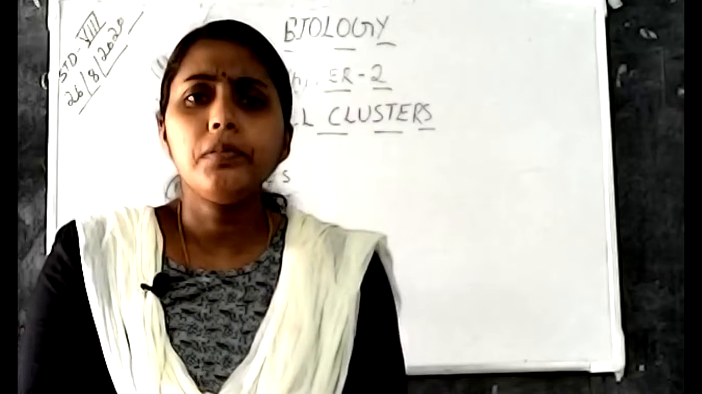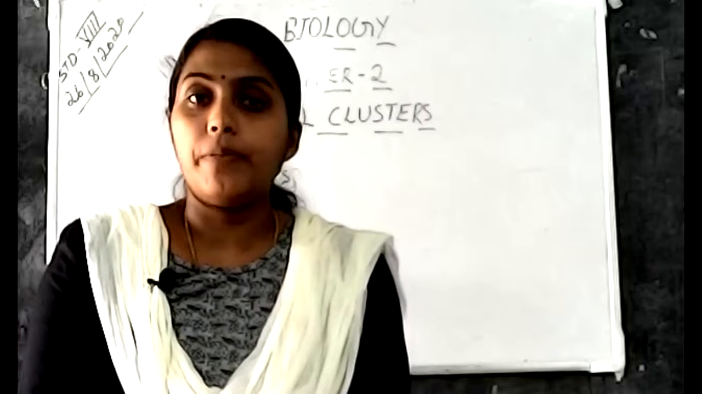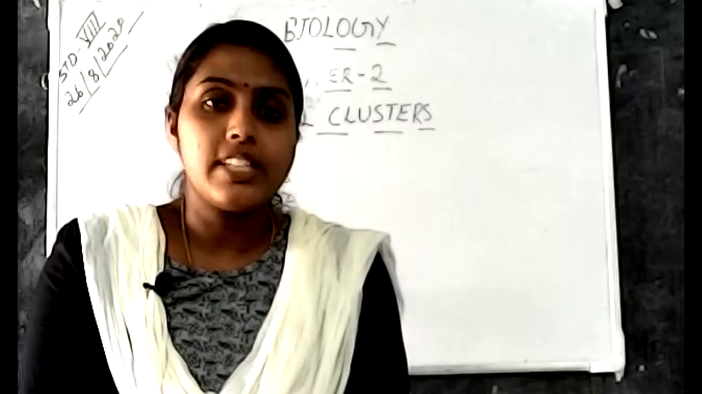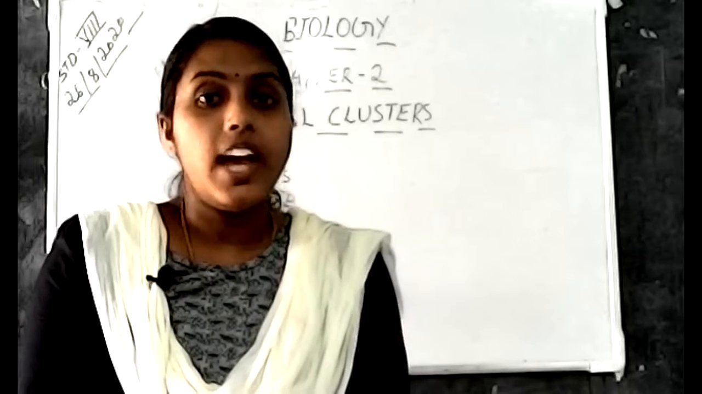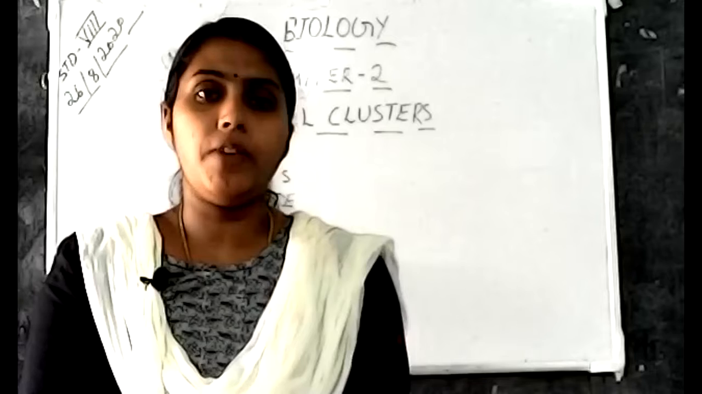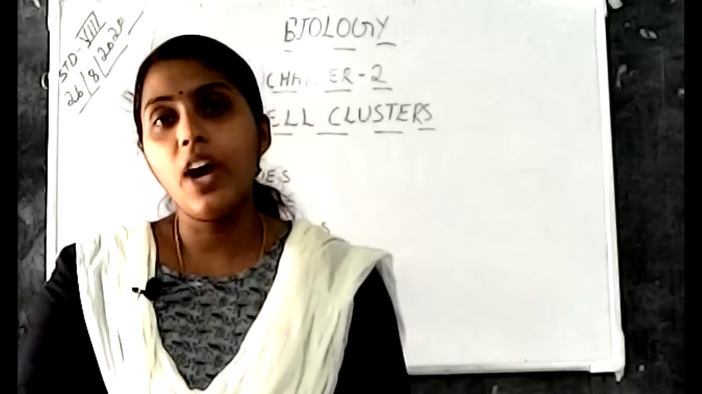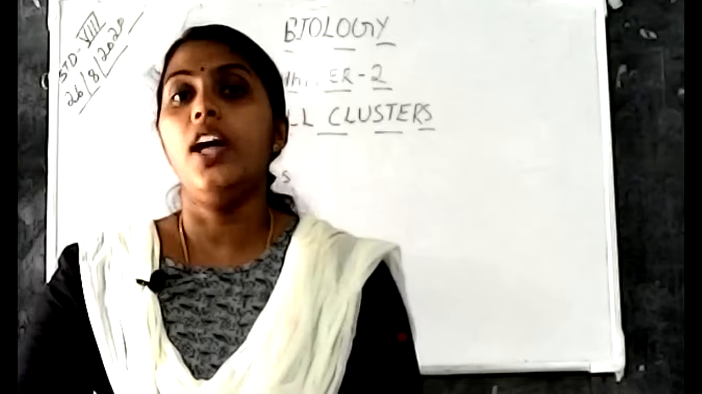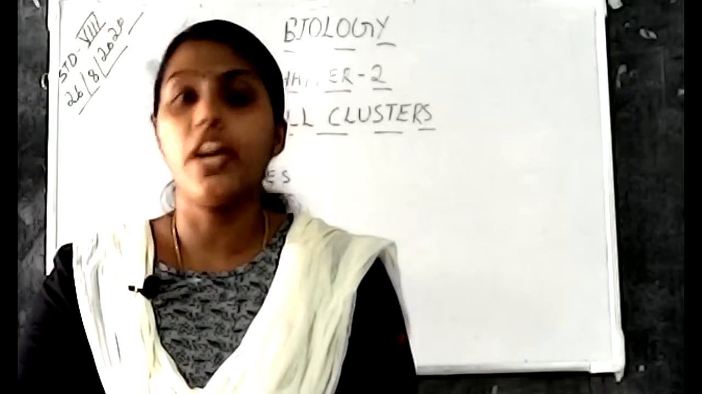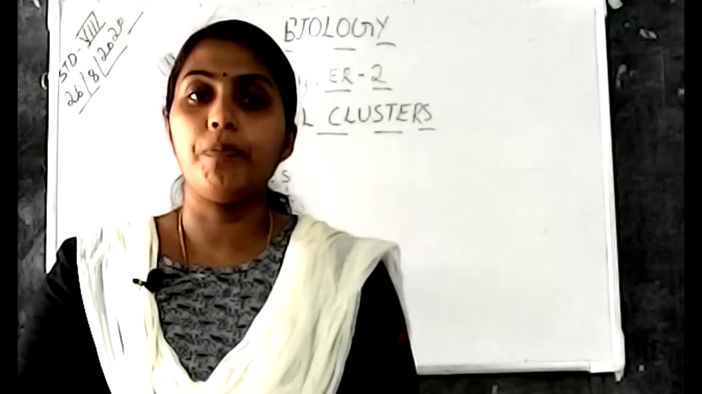Then another thing is about the tissues. I have told you tissues are a group of cells which have a common origin and a specific function. In the case of cells, we have studied there are two different types of cell, animal cell and plant cell. Likewise, in the case of tissues also, there are two different kinds of tissues, that is animal tissues and plant tissues. Now we can see which are the different kinds of animal tissues.